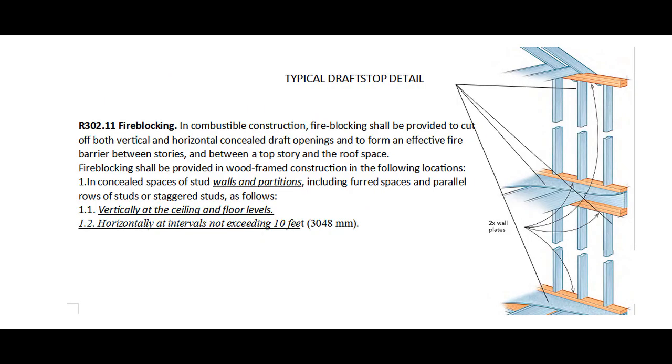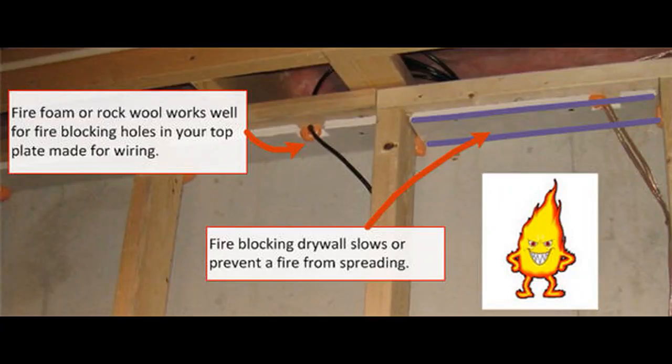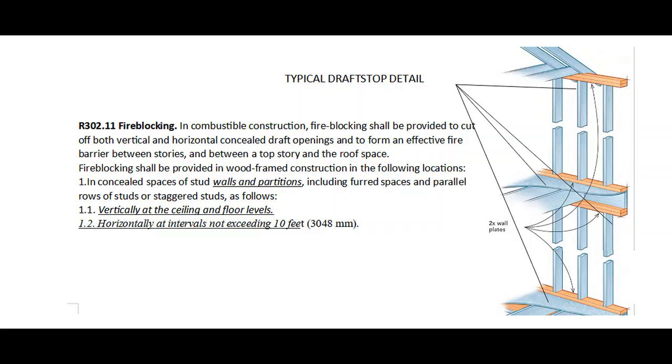R302.11 Fire blocking. In combustible construction, fire blocking shall be provided to cut off both vertical and horizontal concealed draft openings, and to form an effective fire barrier between stories, and between a top story and the roof space. Fire blocking shall be provided in wood-framed construction in the following locations. 1. In concealed spaces of stud walls and partitions, including furred spaces, and parallel rows of studs or staggered studs, as follows. 1.1. Vertically at the ceiling and floor levels. 1.2. Horizontally at intervals not exceeding 10 feet.